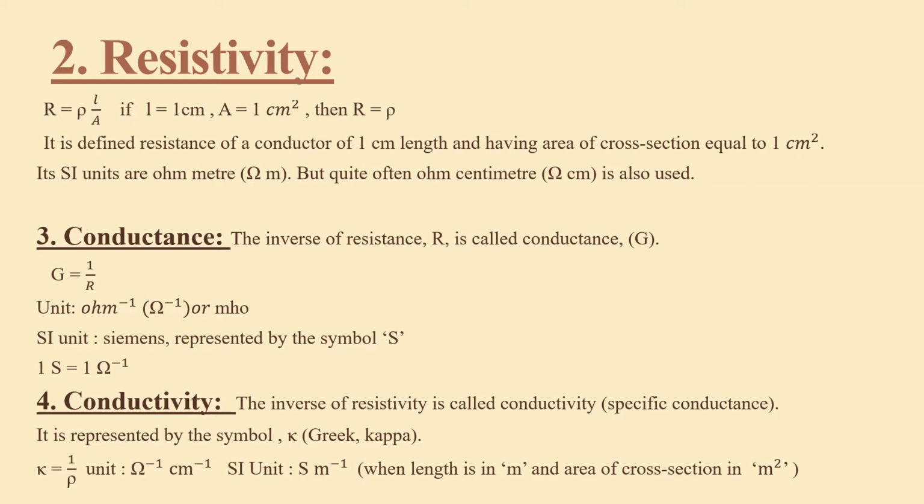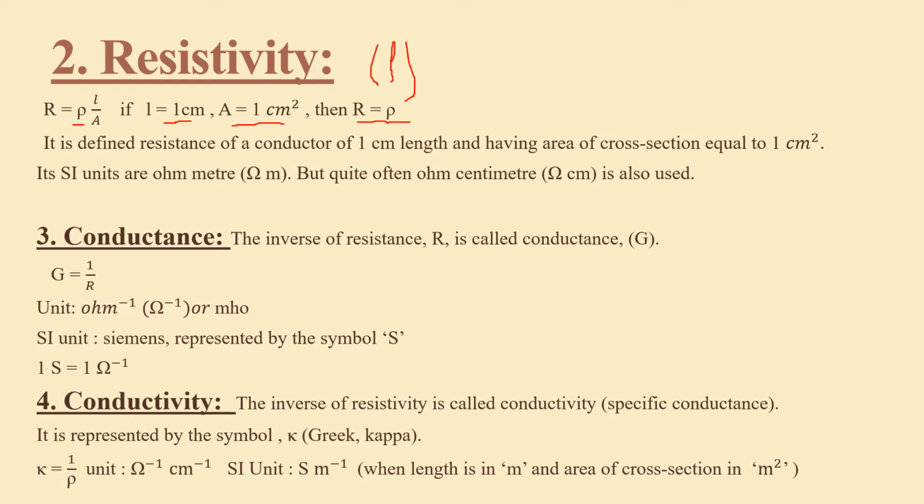The next term which is commonly used is resistivity. Since resistance R is equal to rho L upon A, the term rho, which is used after the replacement of that proportionality sign, is known as resistivity. If length is equal to 1 centimeter and area of cross section of the electrodes is equal to 1 centimeter square, then resistance will be equal to resistivity. R will be equal to rho.